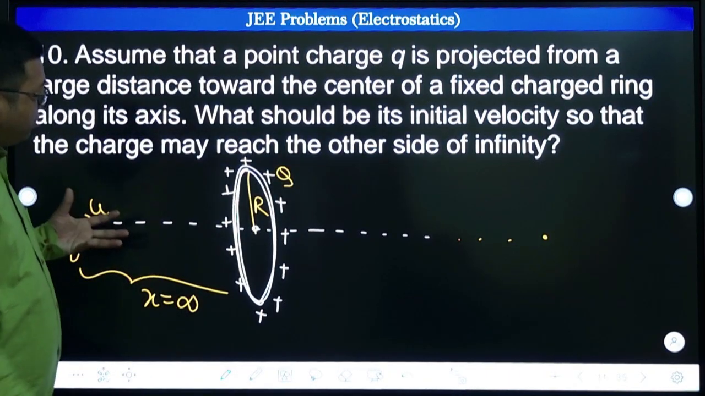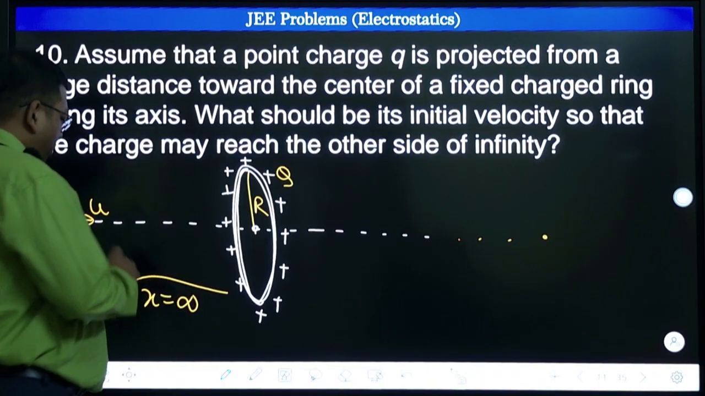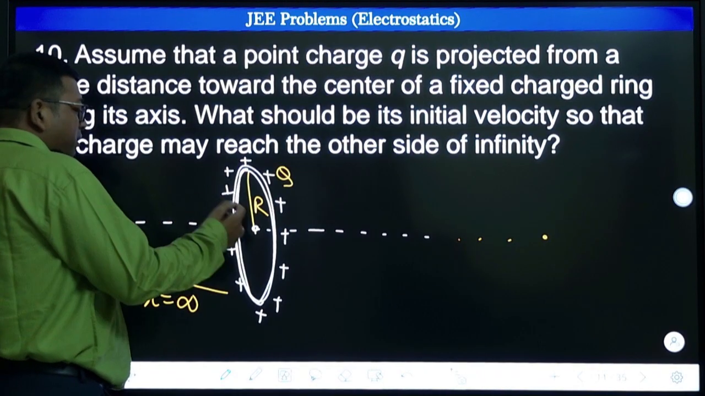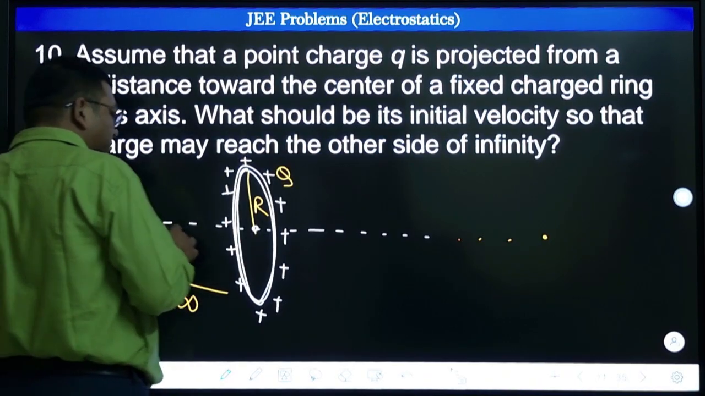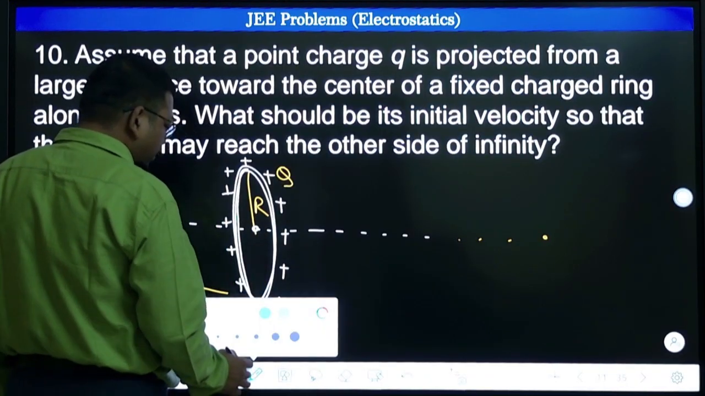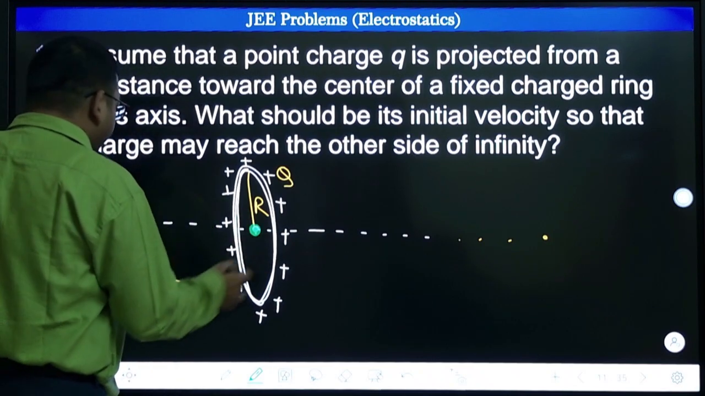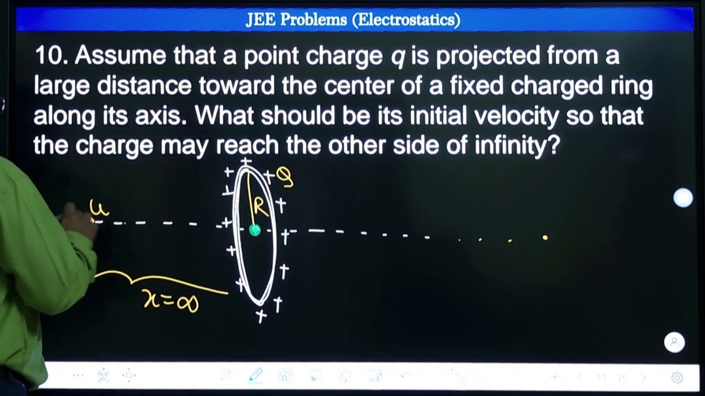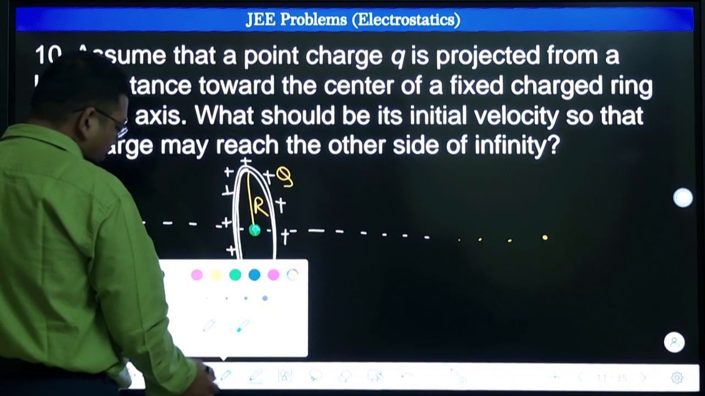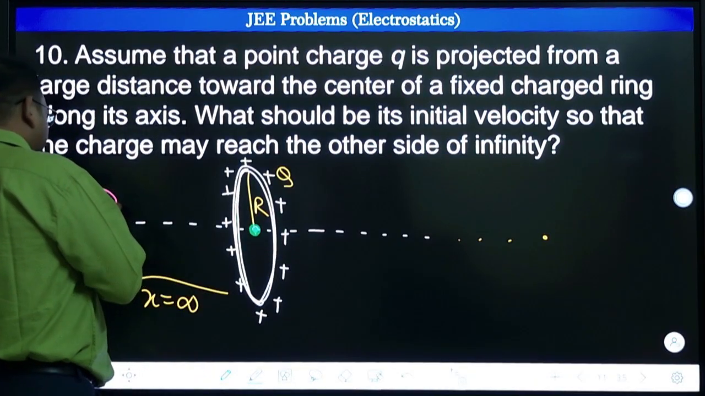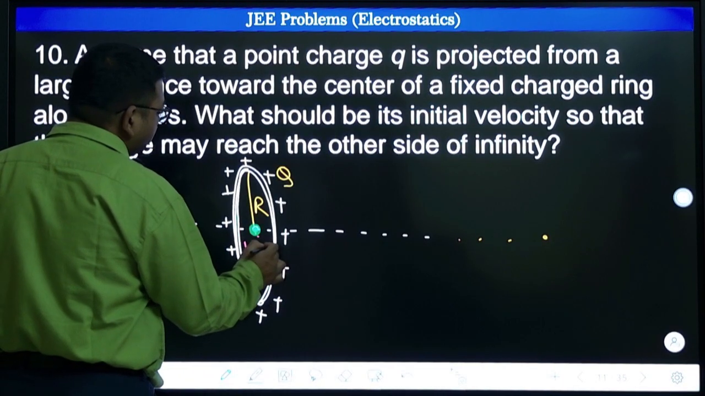So that means you must throw it with some speed, and note that as it is going to come here, it is under repulsion, so it is under retardation. Its speed will be decreasing, and somehow, if it is able to reach here a little bit near to the center, then definitely it may cross that and go to that side. So the minimum speed here should be such that it is just able to reach here. So here speed should be 0.